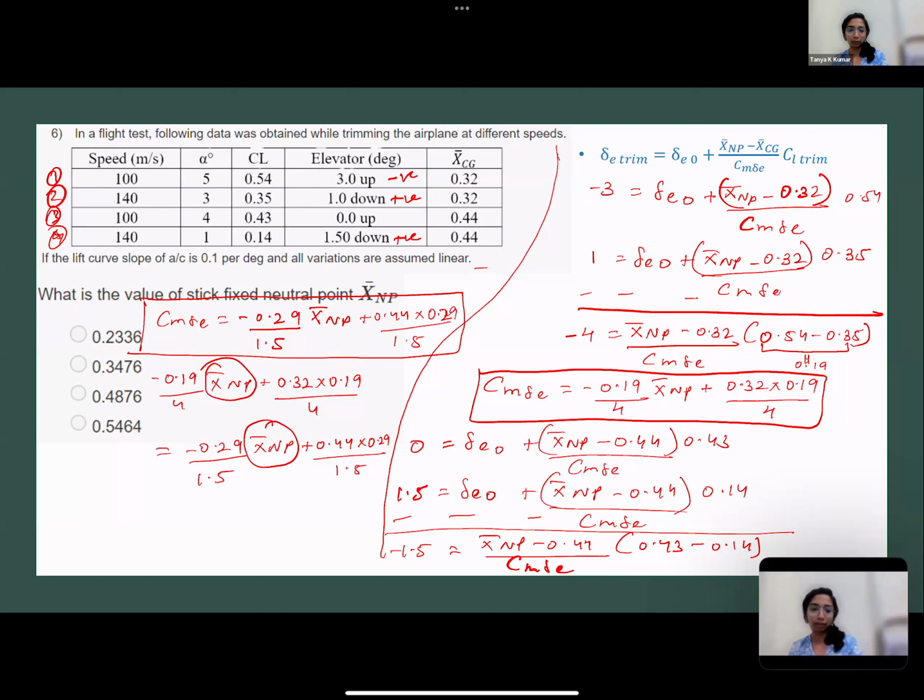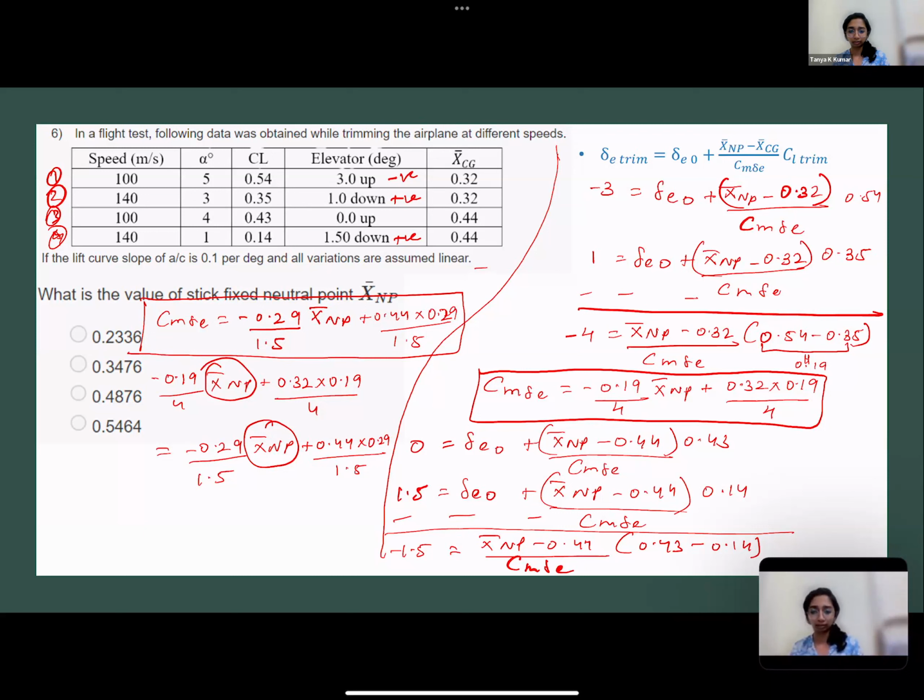Just solve that final equation and tell me the value. So is the process clear? You take that first equation, the delta E trim required equation, put in the 4 cases and solve any 2 equations simultaneously to get the equations in terms of CM delta E and x bar NP. Then you have 2 equations, 2 variables. Again, you can use your simultaneous linear equation technique and solve for x bar NP.